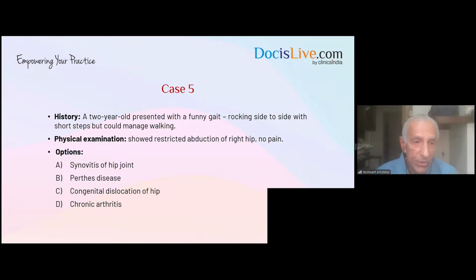So your options are: he has got a synovitis of the hip joint. You may have a Perthes disease that we talked of earlier. This could be a congenital dislocation of the hip, or it could be chronic arthritis. Your time starts now.